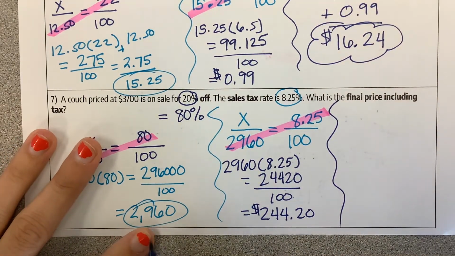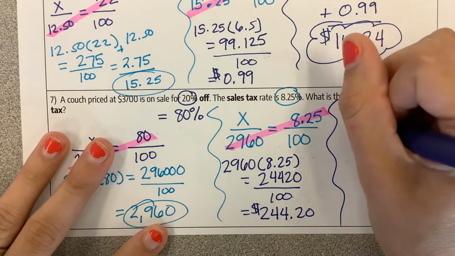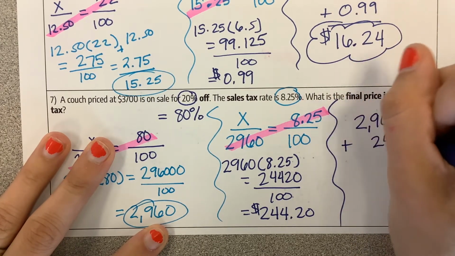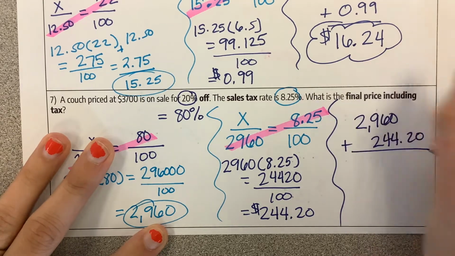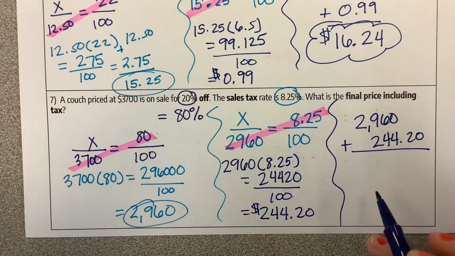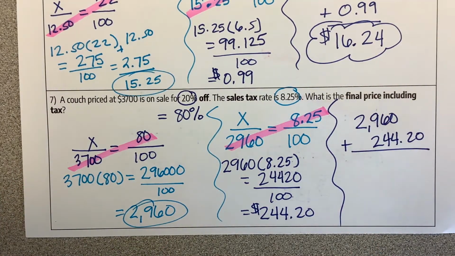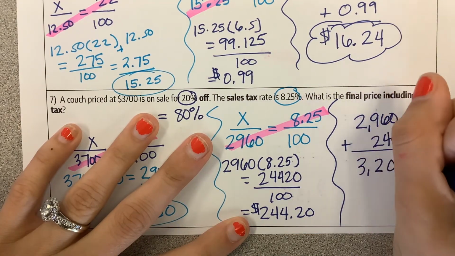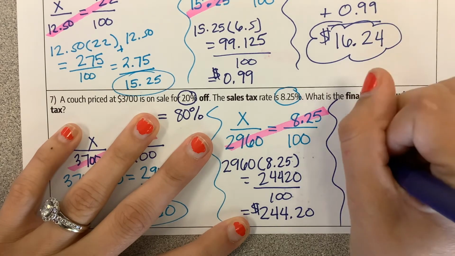Tax is added to what we are paying for the couch. So our total amount is going to be $2,960 plus $244.20, which is going to be $3,204.20.